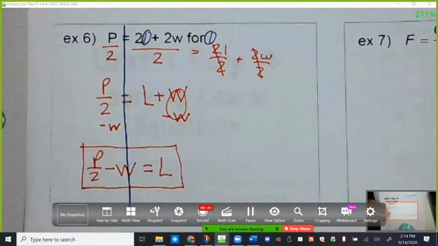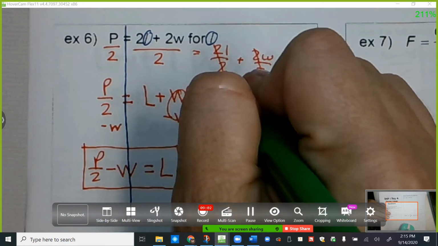Now, I'm going to show you why that was the easier way. Okay? Technically, we could have done it a different way. This is the only class that I've done it this way, because nobody's noticed that. So good catch.